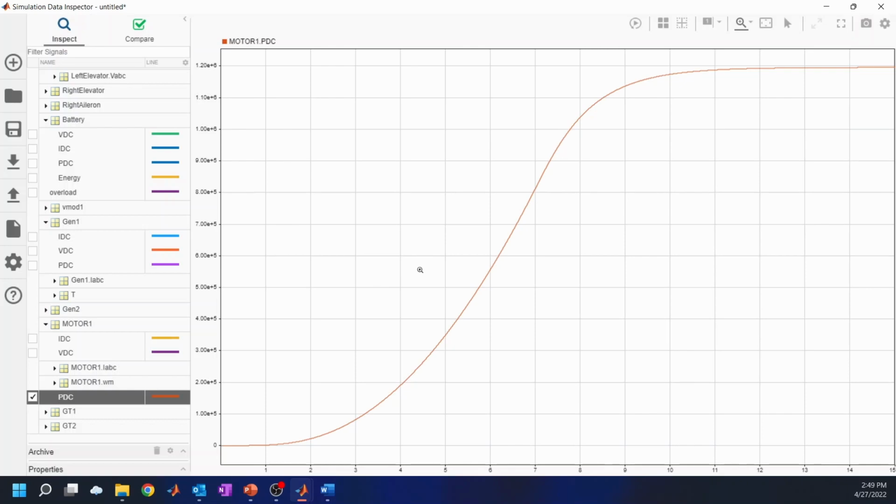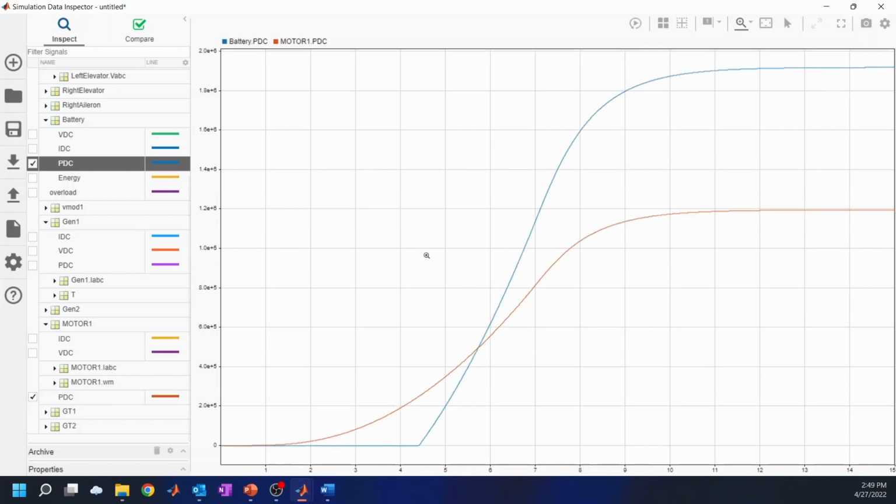In this case it ramps up to around 1.2 megawatts of power. So we will leave that up and we will take a look at the battery power as well. So let's take a look at the battery PDC here. You can see that it is marked with blue, and you can see that it is ramping up its power as well. It's going up to about 1.9 megawatts in this particular case.